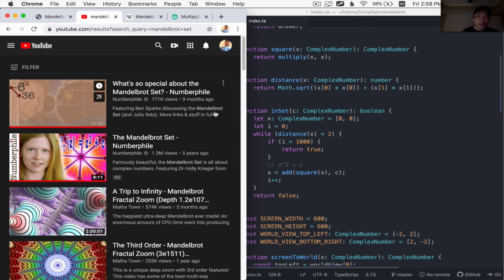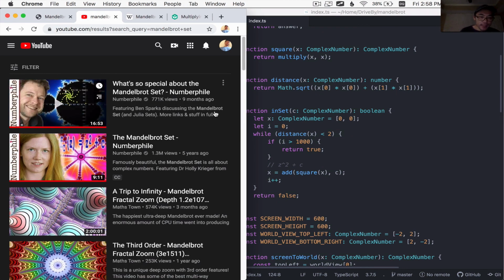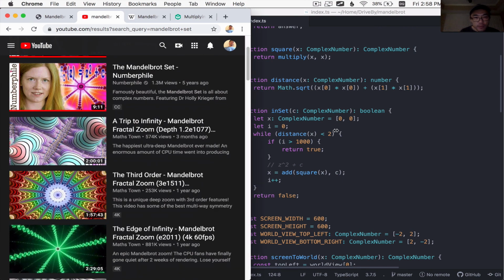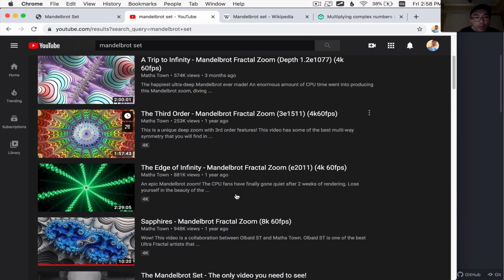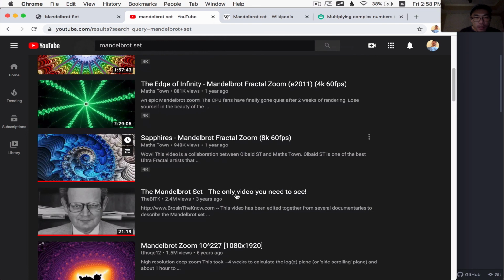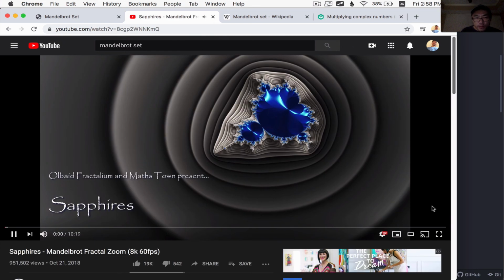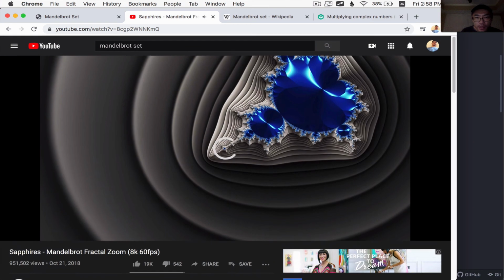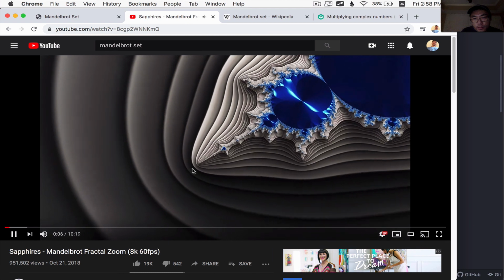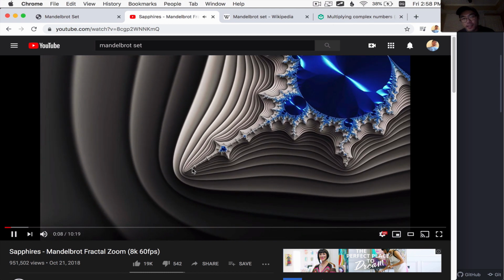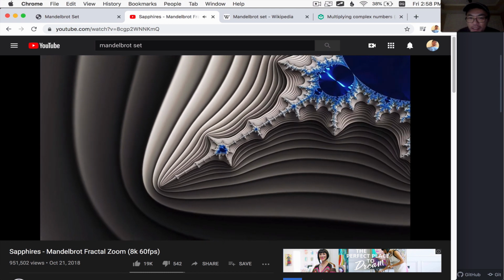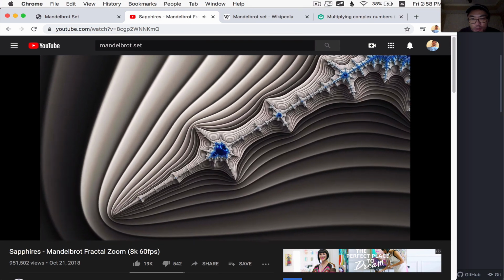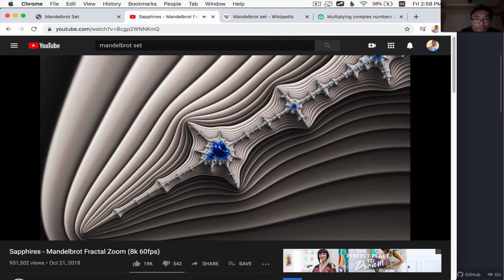Go on YouTube and Google for the Mandelbrot set. You will be able to find some of these zooming videos, which I highly recommend taking a look at. So this is one of my favorites. It was created by the YouTube user Maths Town, and he has a very interesting and beautiful rendering of this in sapphire style.